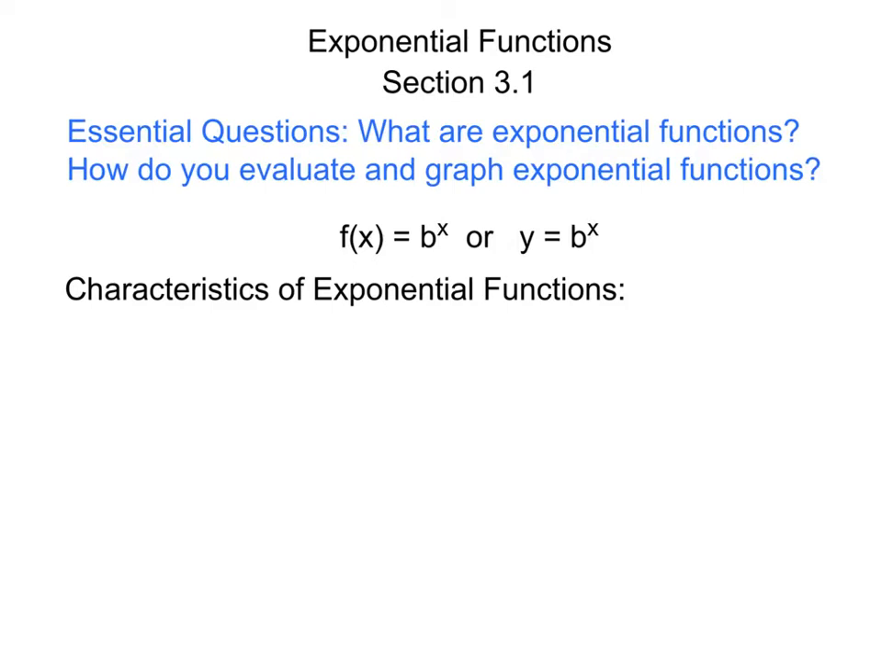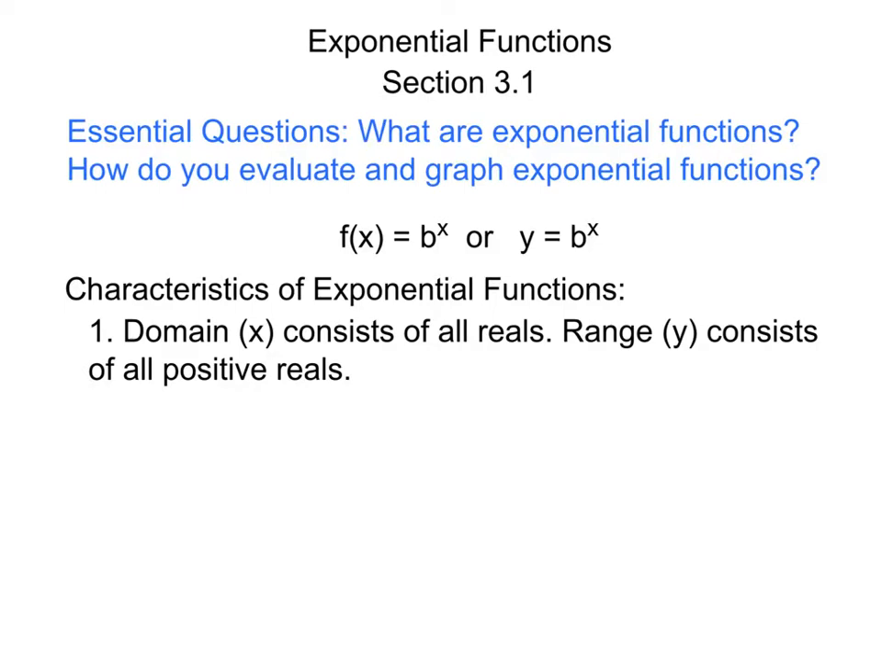So what are some characteristics of exponential functions? First of all, the domain, which is the values of x, consists of all real numbers. There are no restrictions as to what x as an exponent can be. It can be anything, whether negative or positive. The range, on the other hand, consists of all positive reals. The reason for that: you'll recall that b is a constant, but b is a positive constant. So b can never be negative, so a positive number raised to any exponent is always going to be positive. So the range, therefore, is going to be all positive reals.